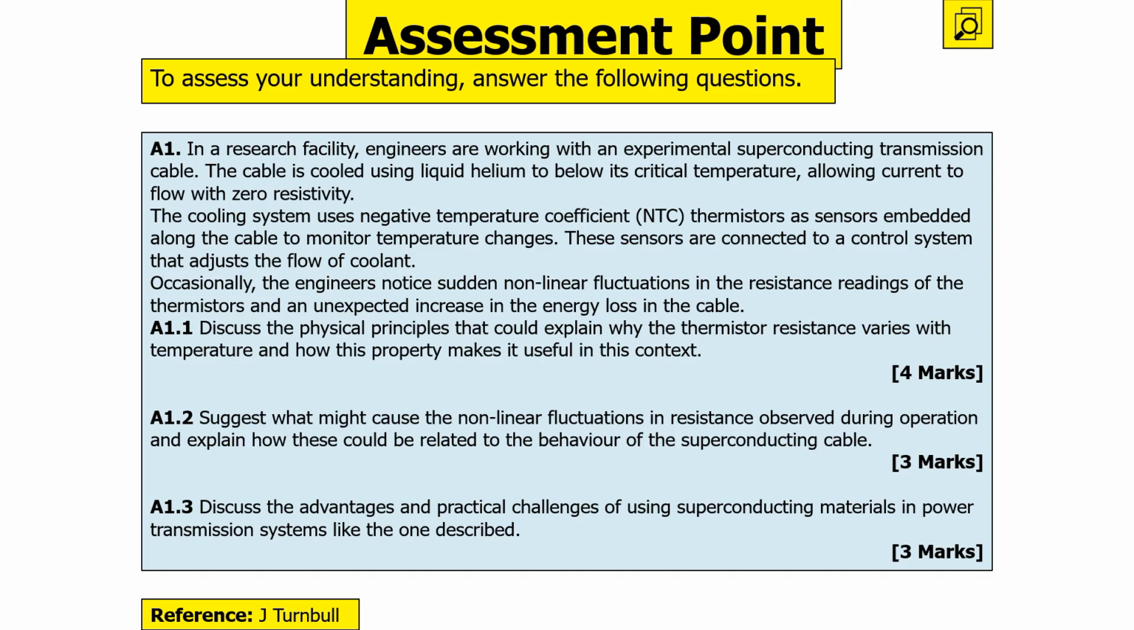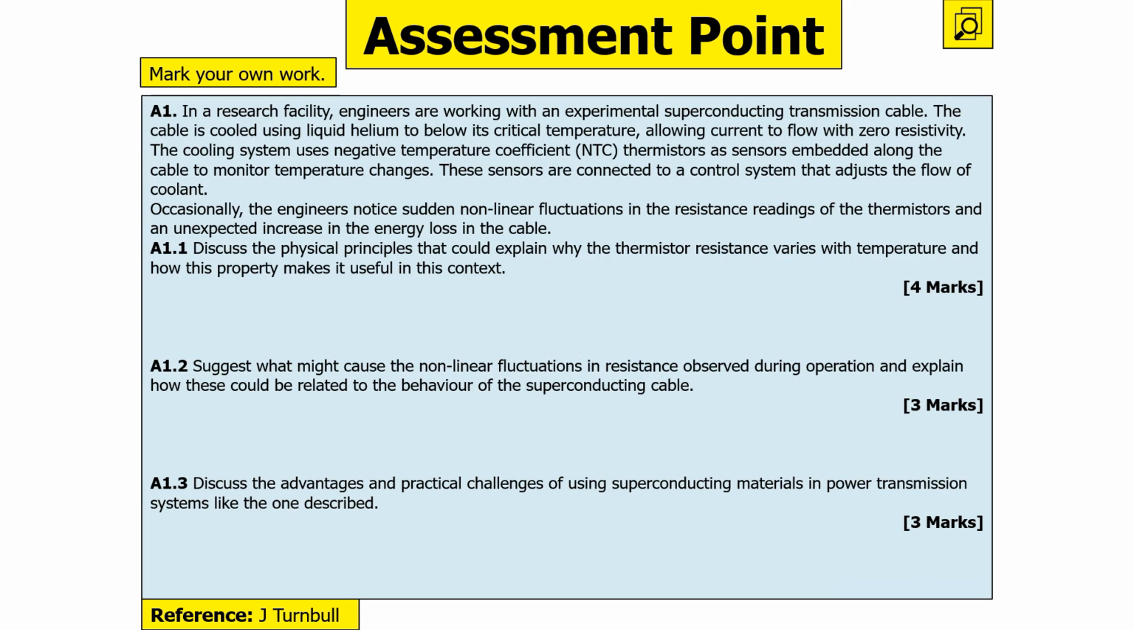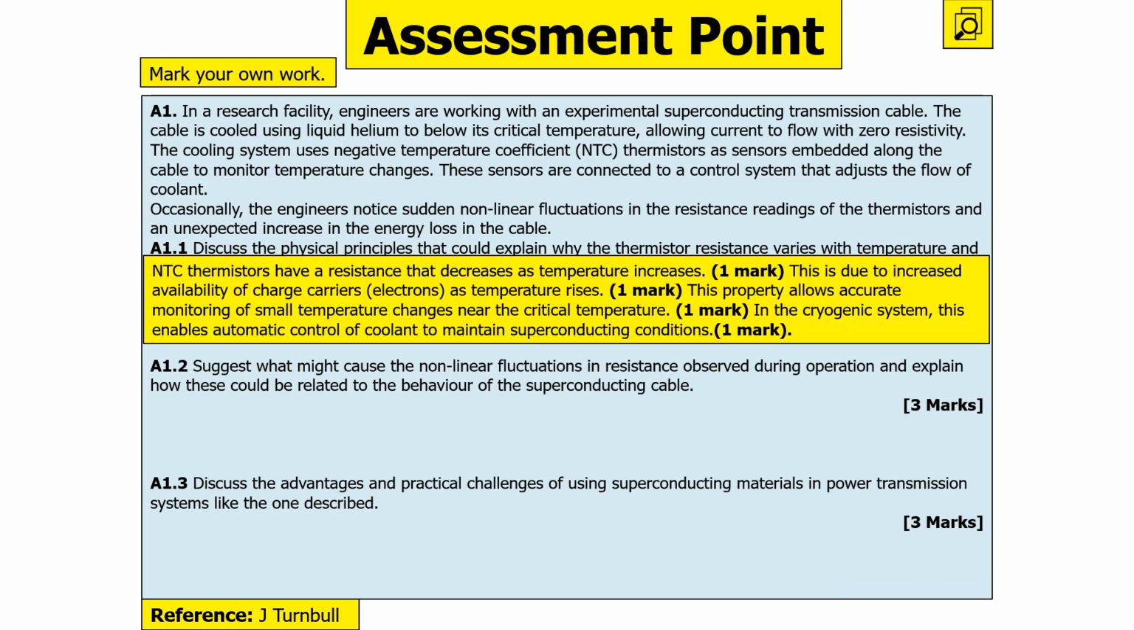So discuss the physical principles that could explain why the thermistor resistance varies with temperature and how this property makes it useful in this context. Suggest what might cause the non-linear fluctuations in resistance observed during operation and explain how they could be related to the behavior of the superconducting cable. Then discuss the advantages and practical challenges of using superconducting materials in power transmission systems like the one described. So pause the video now, then unpause the video when you want to go through your answer. Right, so in this first one, we know that NTC thermistors have a resistance that decreases as temperature increases.